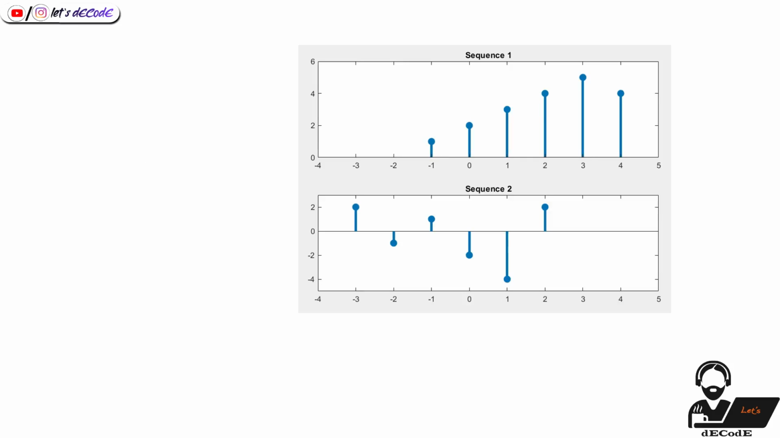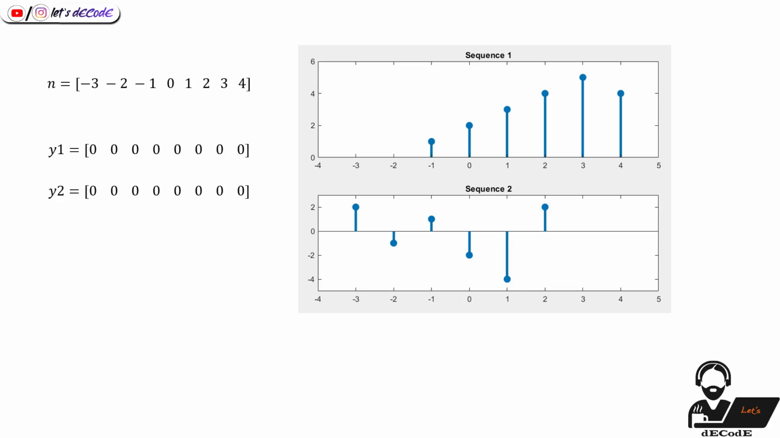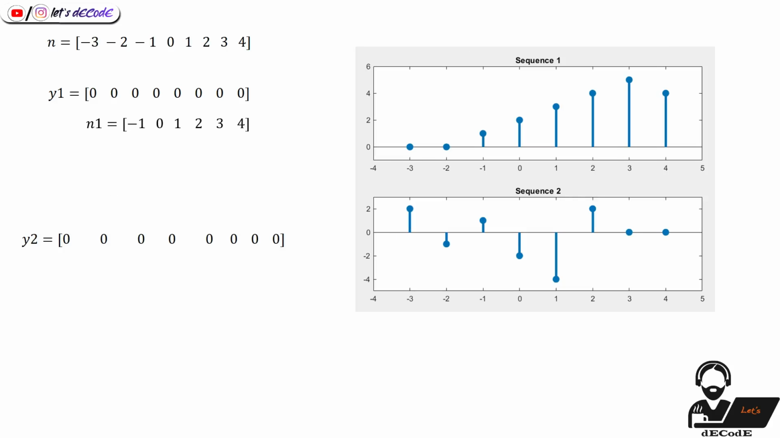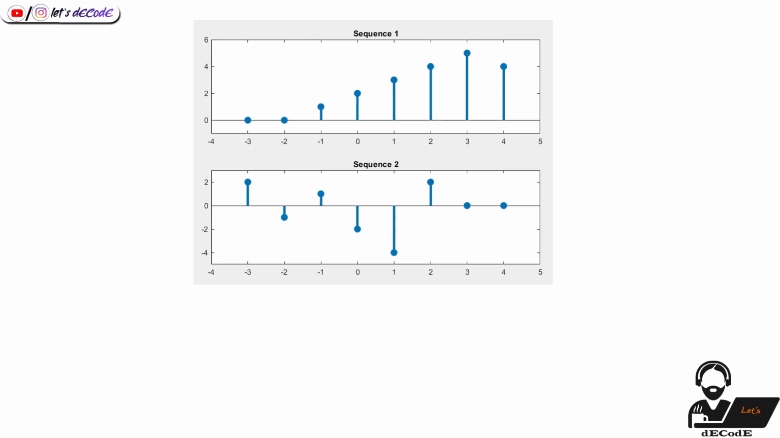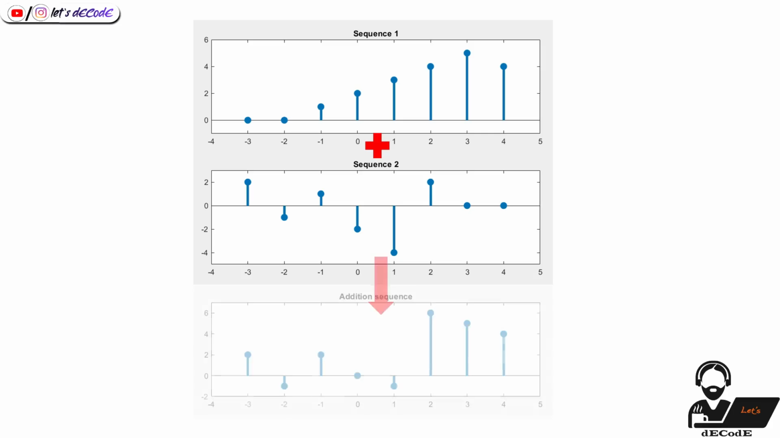But we cannot add them like this. To add them, we have to append zeros at the empty points. So create two duplicate vectors with zeros. Then at the respective samples of n1 in n, put the x1 points in y1. Similarly, at the respective points of n2 in n, put the x2 points in y2. So our new signals will become like this. Then we add the signals to get the resultant signal.